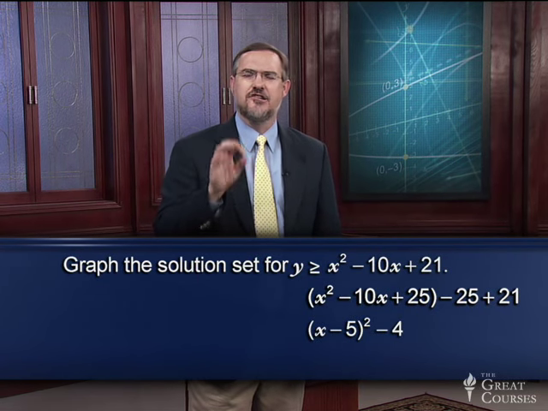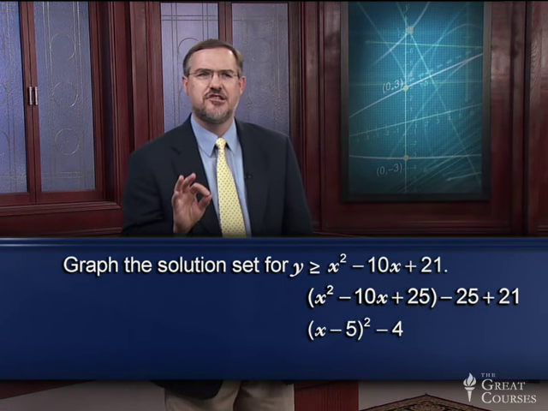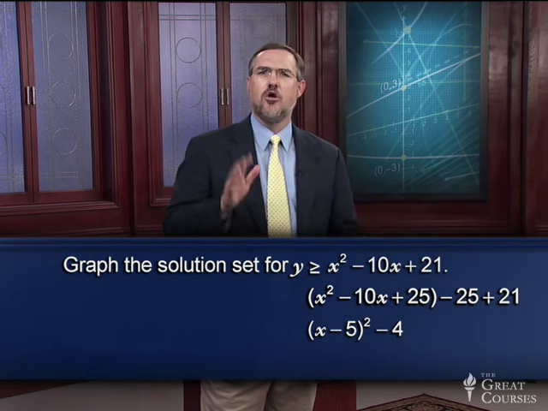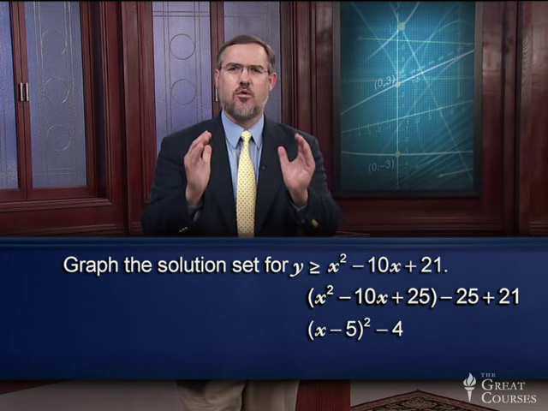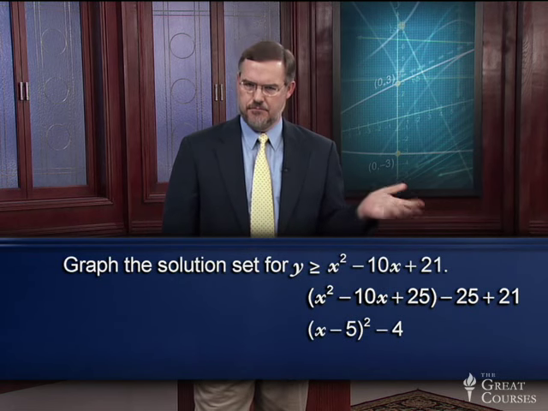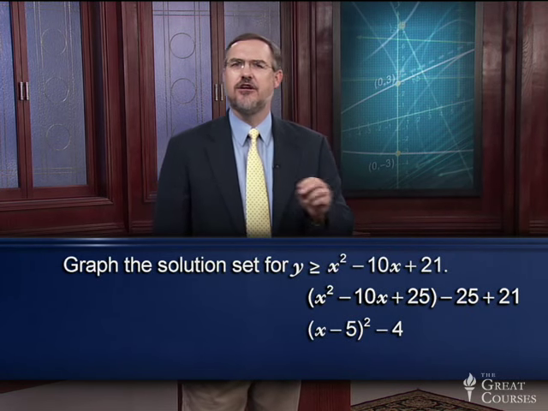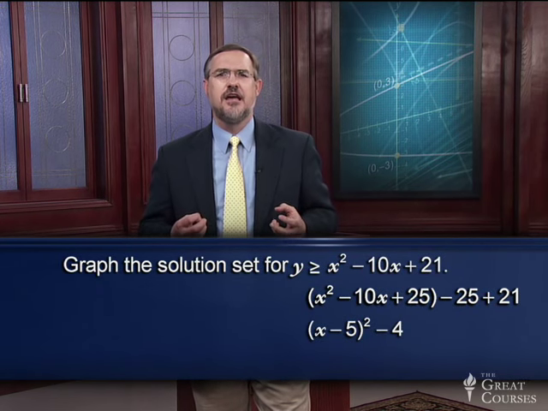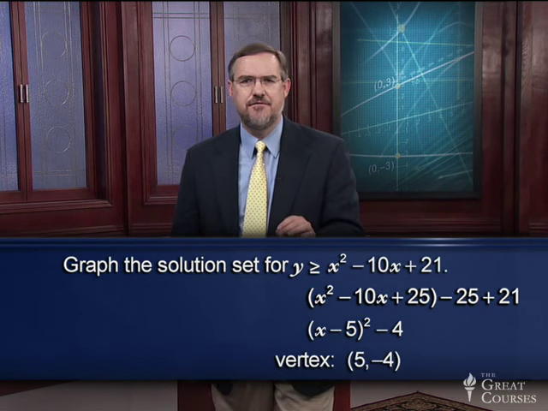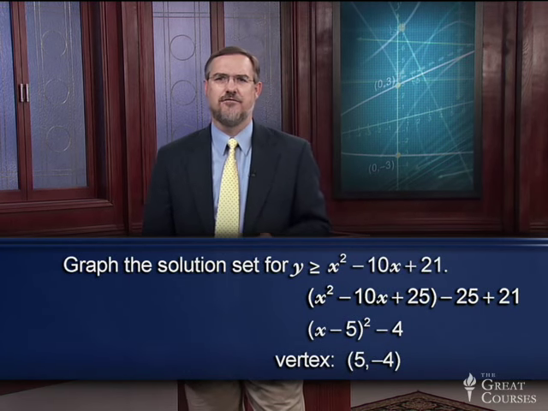So what I've done is I've replaced x squared minus 10x plus 21 with the equivalent expression x minus 5 squared minus 4 by completing the square. And now I know exactly where the vertex is. Can you pull it out of that information? It's going to be at positive 5, comma, negative 4.